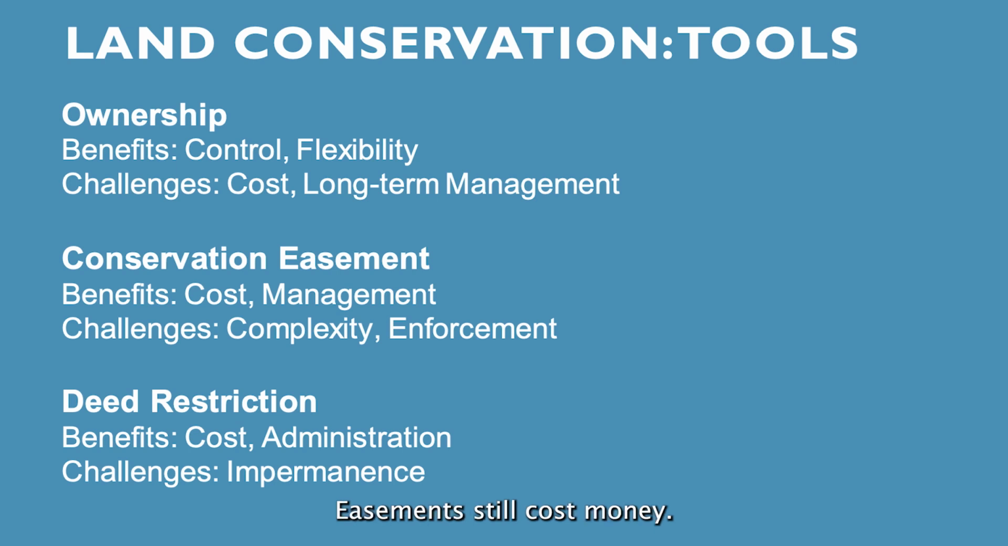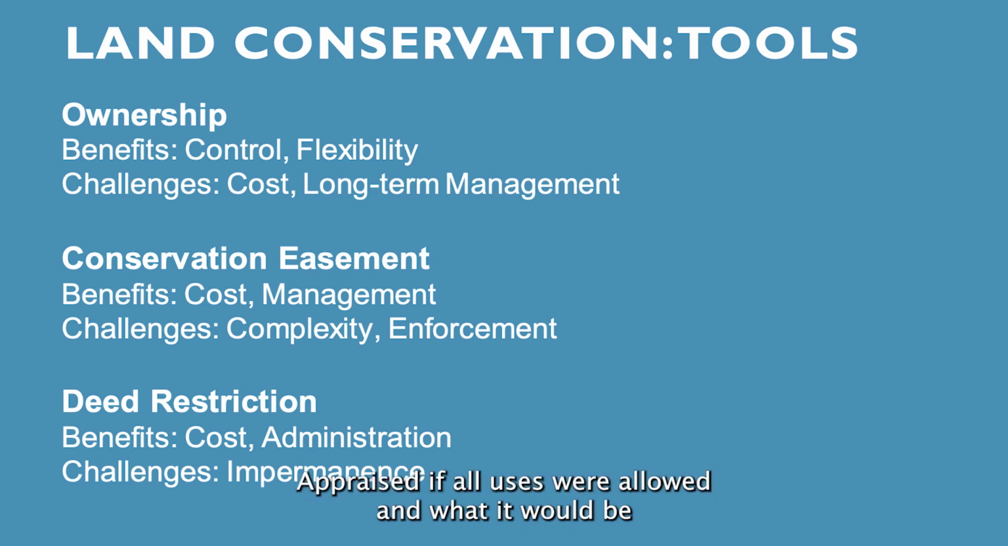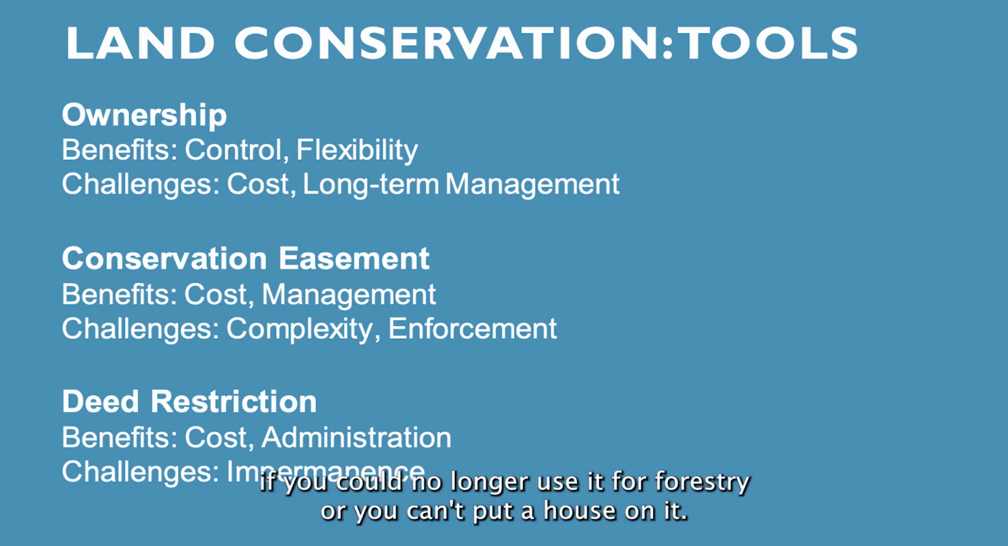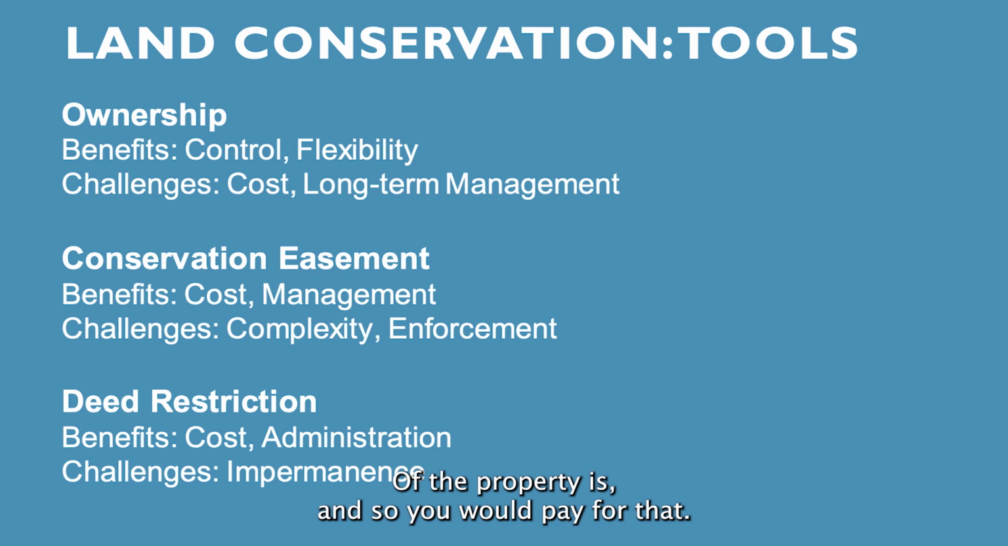Easements still cost money. Usually you pay the property owner for the easement, and the cost is the difference between the property appraised if all uses were allowed and what it would be if you could no longer use it for forestry or you can't put a house on it. And so what the appraiser does is try to calculate what the difference in the value of the property is. And so you would pay for that. So it still costs money.